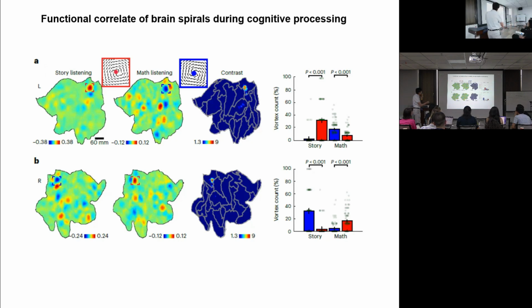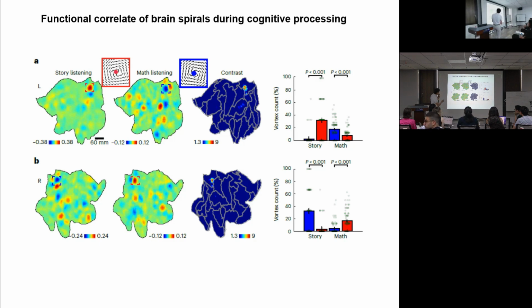As you can see, for the story listening task I have a spiral rotating in an anti-clockwise way. Then we have the math listening task, in the same location around the prefrontal area, and you see clockwise. So this is anti-clockwise, and this is a clockwise spiral. The rotation direction is reversed. So the rotational directions of those spirals are task specific, because you can use these rotational directions to read out information about the task subjects performed.